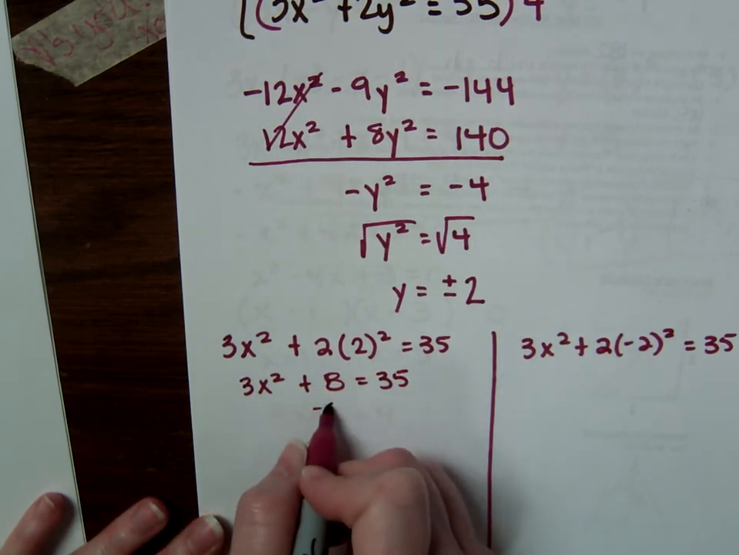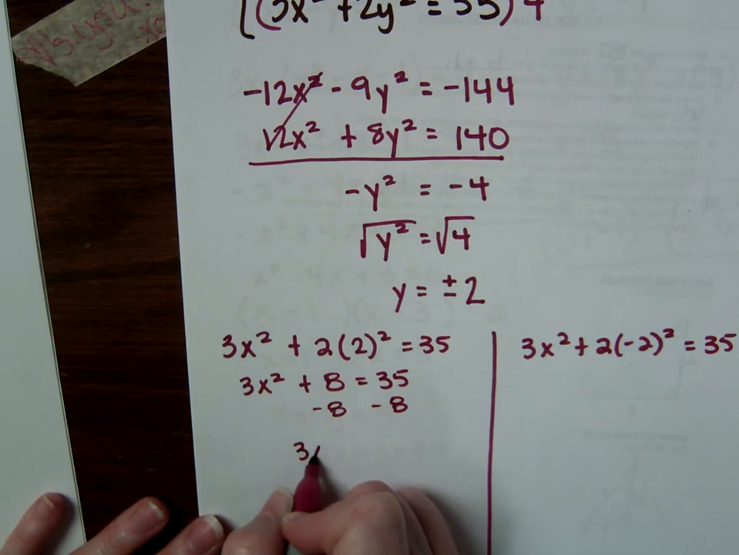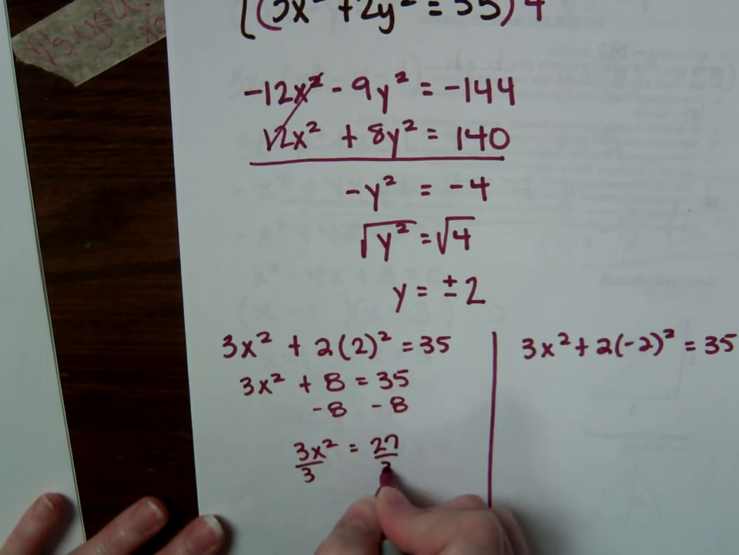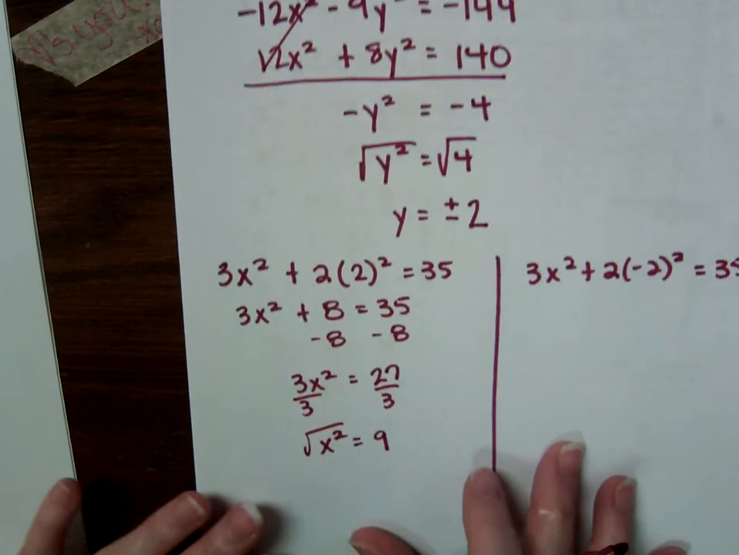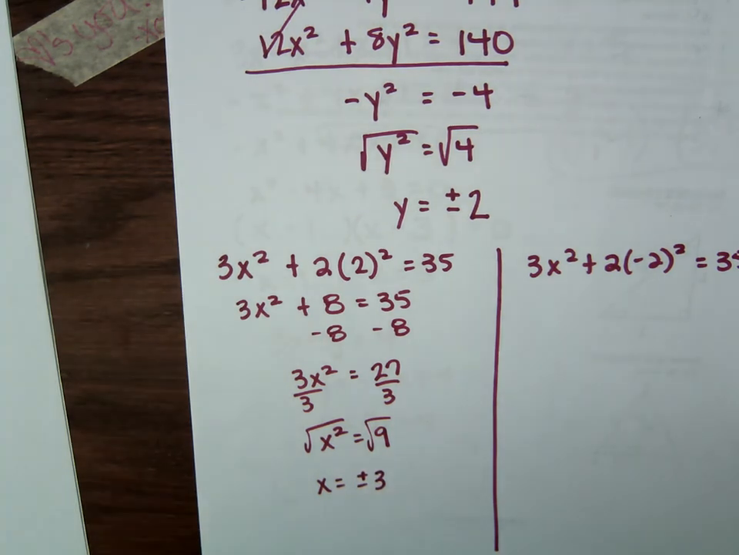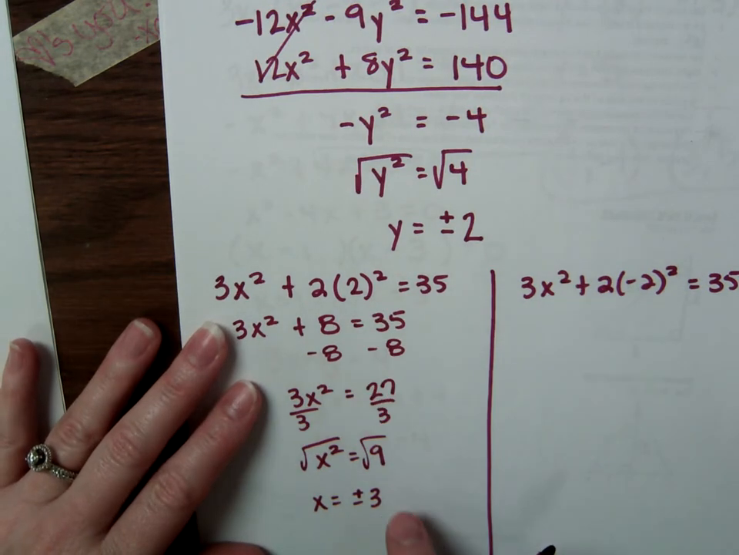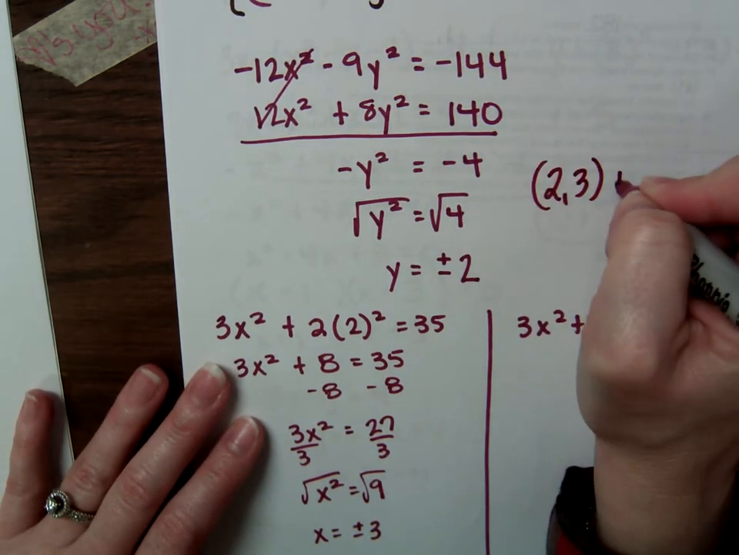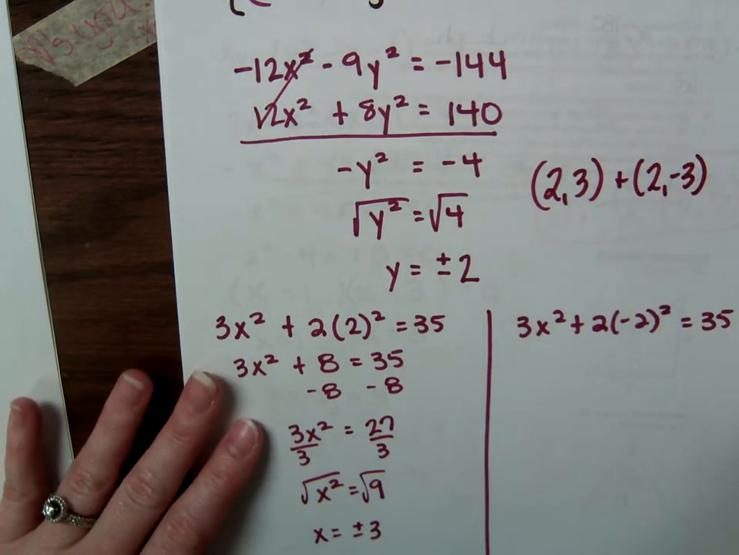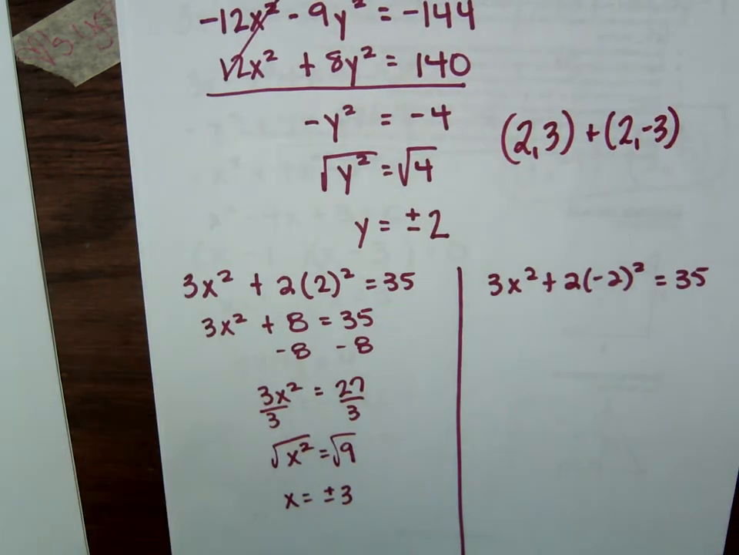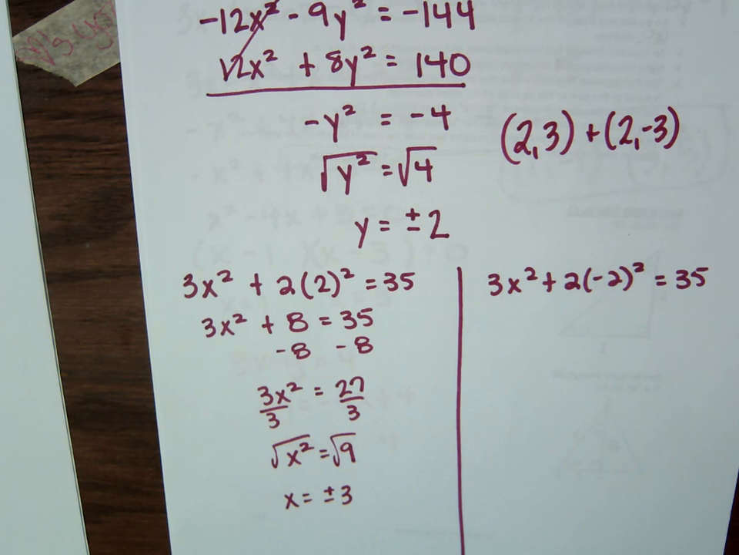Subtract 8. 3x squared equals 27. Divide by 3. Take the square root. X equals plus or minus 3. So I have two answers that go with that 2. I have 2, 3, and 2, negative 3. I'm going to let you catch up because I'm going to ask you some questions in just a second. So I'll just wait a second and let you catch up. I hear a lot of writing.